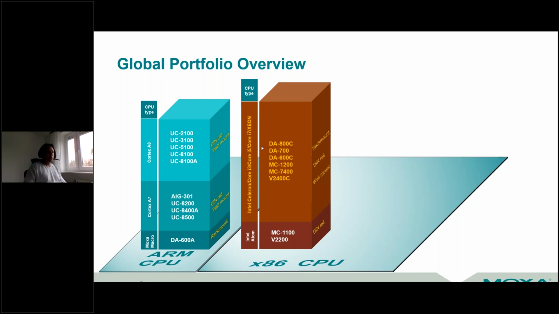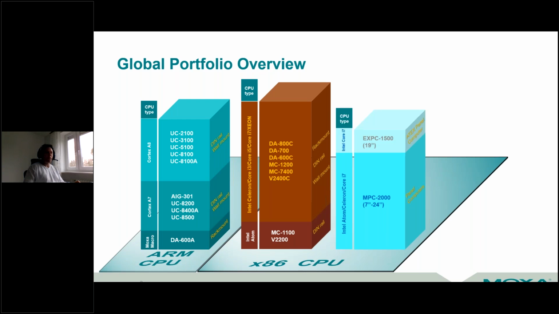The next, a part of this, Moxa also produces panel and computer in one, as you might know very well. And we have these mission critical panel computers called 2000 series, in screen sizes from 7 to 24-inch. They're based on Intel Atom, Celeron, or Core i7 CPU.